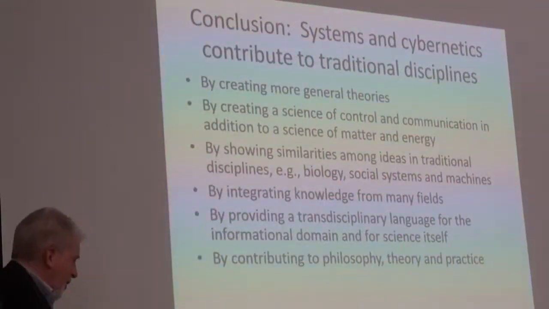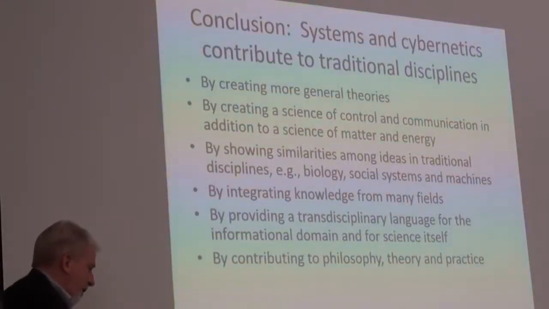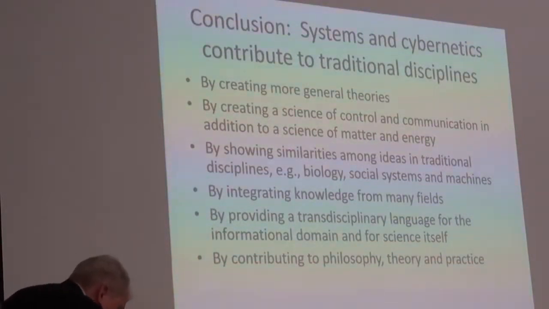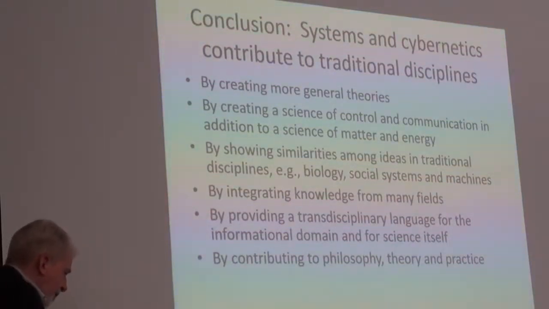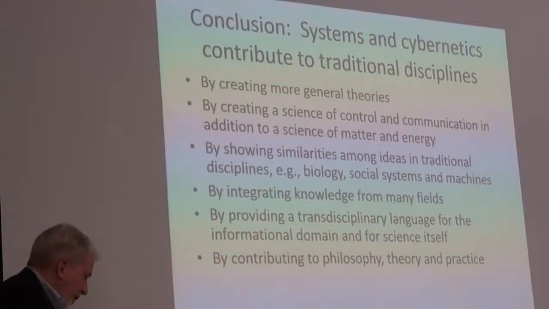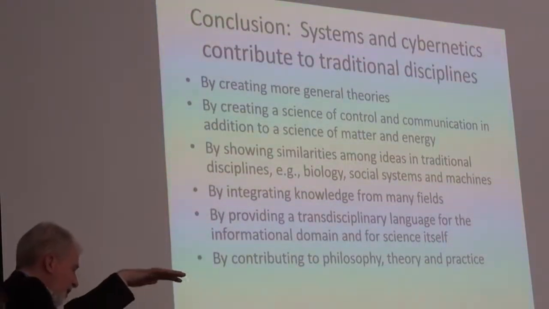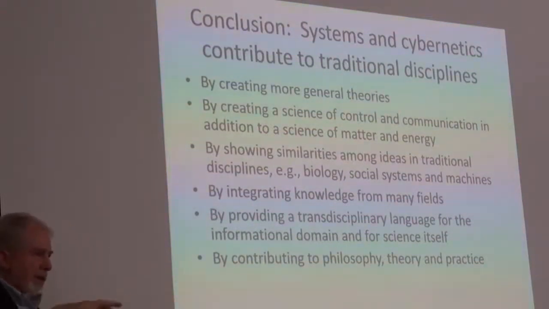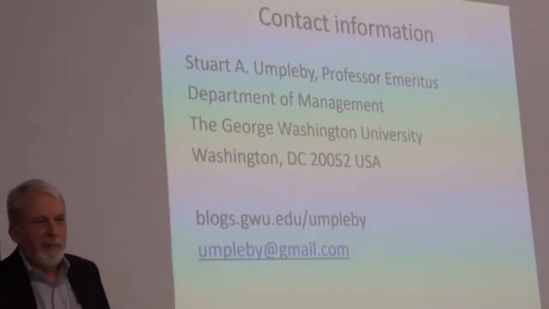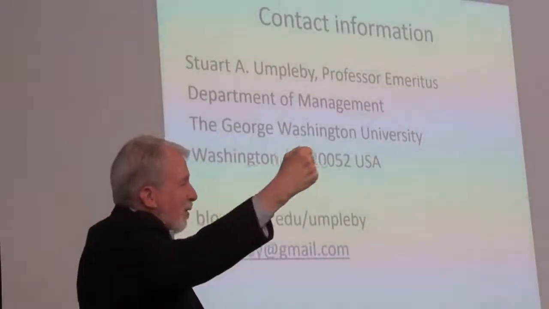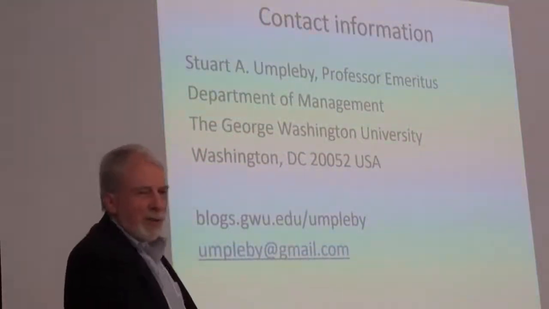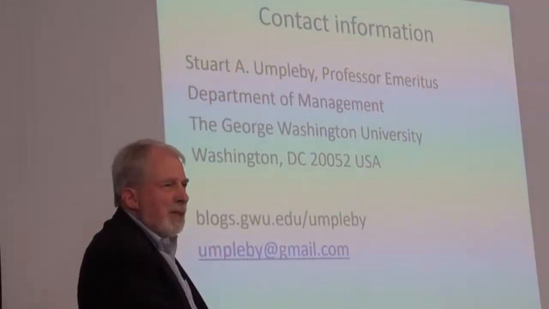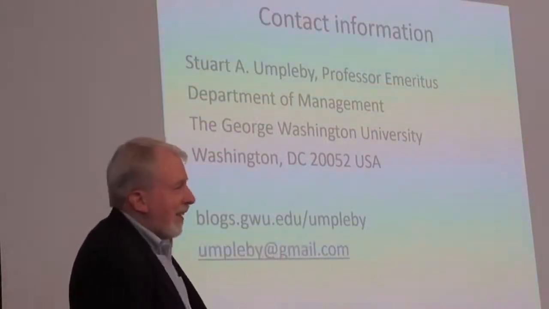So in conclusion, systems and cybernetics contribute to the additional disciplines by creating more general theories, creating the science of control and communication in addition to matter and energy, by showing similarities among ideas in traditional disciplines, by integrating knowledge from many fields, by providing a transdisciplinary language for the informational domain and for science itself, and by contributing to philosophy, theory, and practice. So I think we have done what we set out to do in the field of systems and cybernetics, at least as far as we've gotten so far. And I'm hoping we can persuade some funding agencies to give us some cash for the next step.